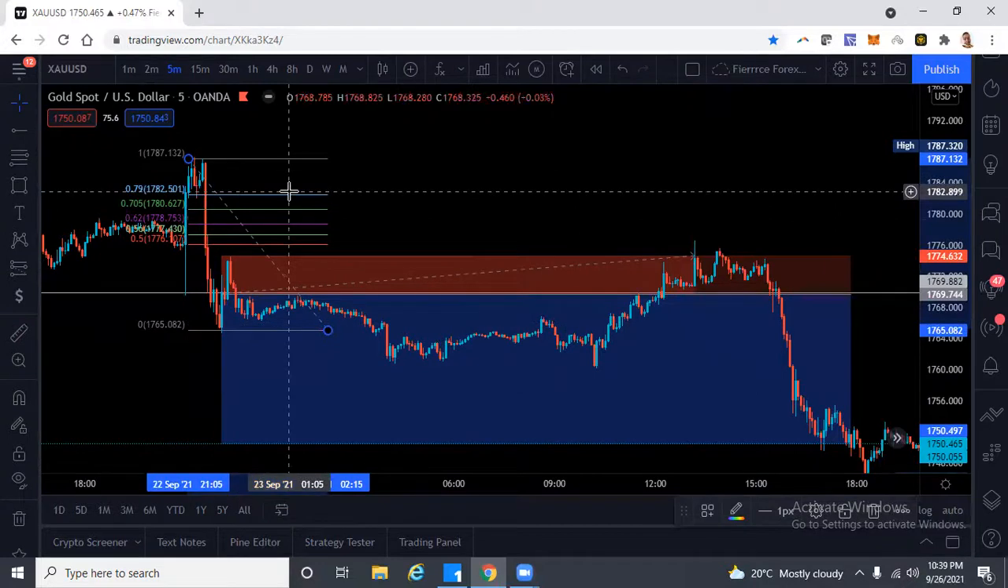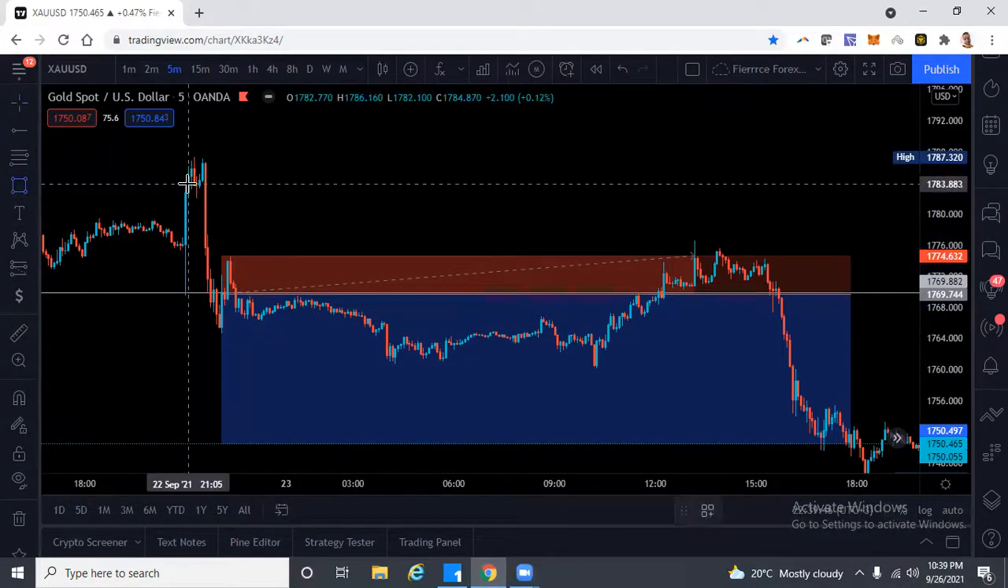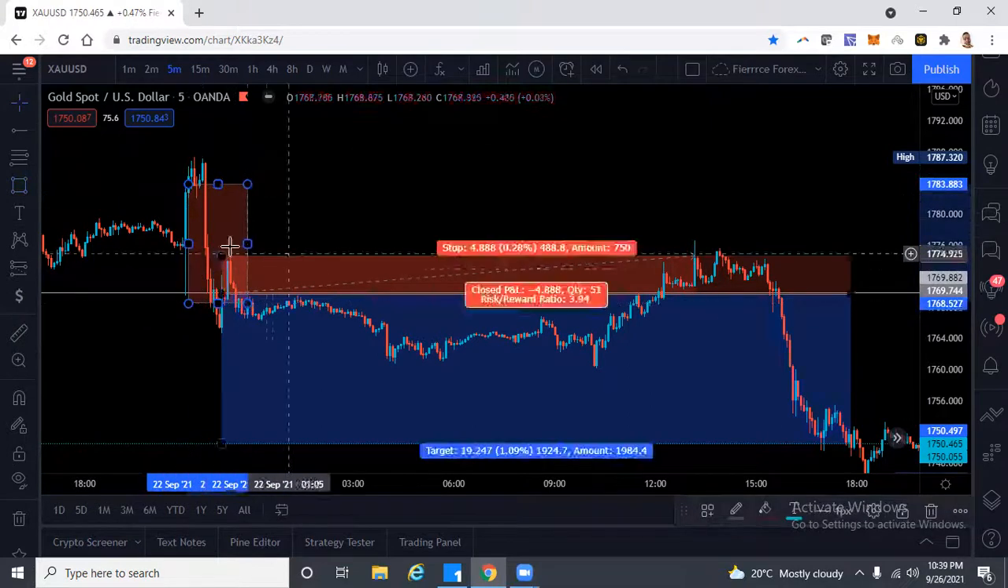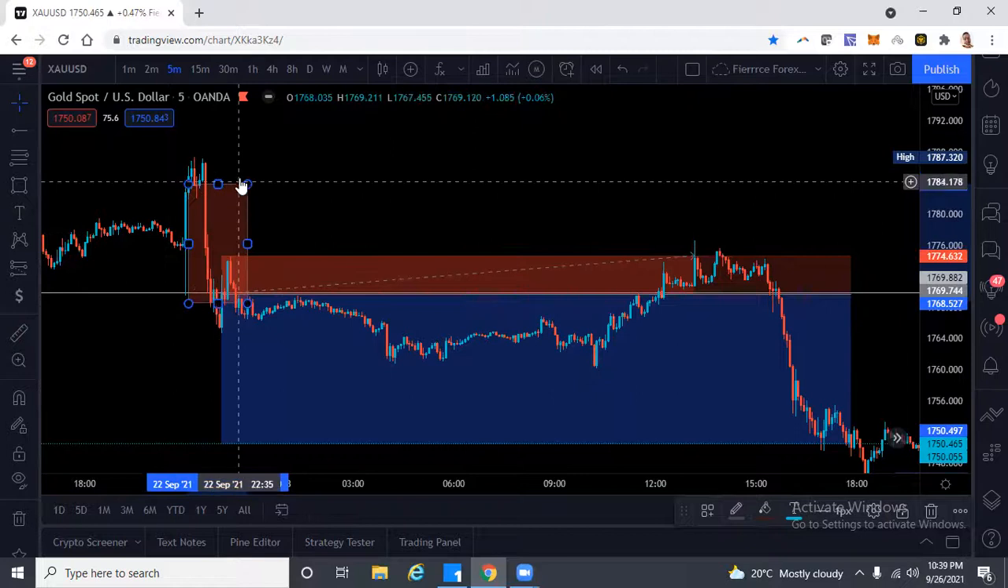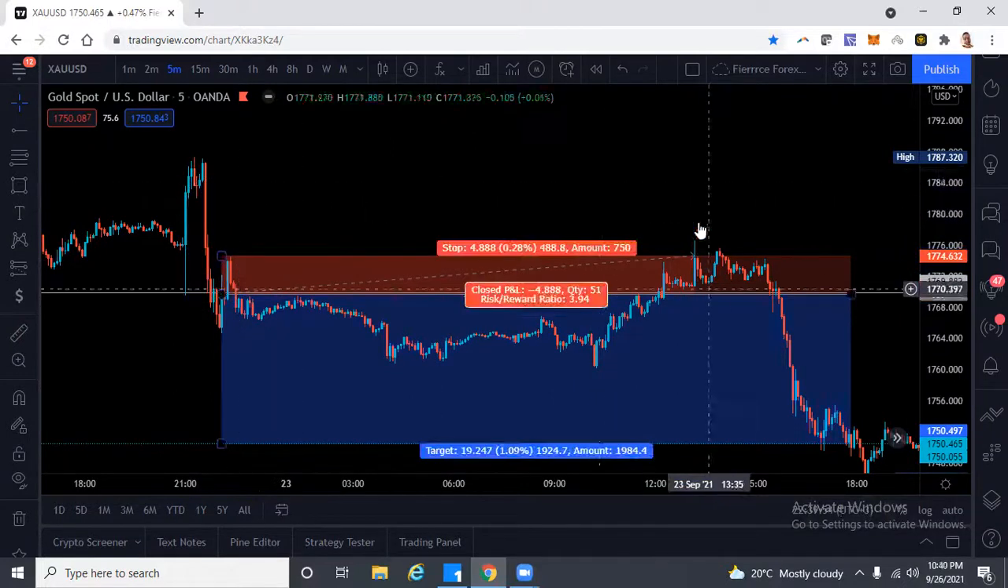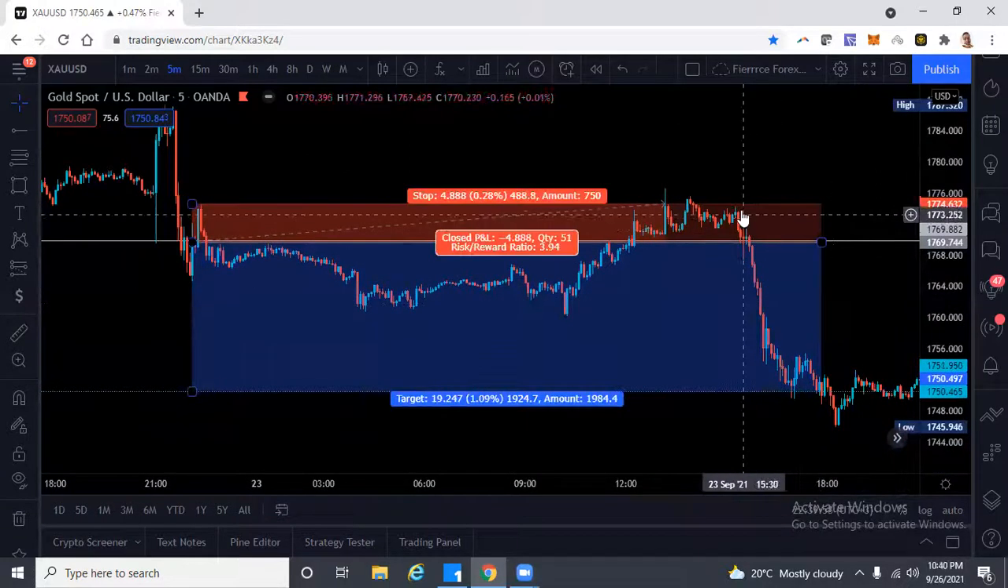Even without the fib, if I just look at this range here, there's a range here. Okay, it's hardly gotten to the midpoint of that range. So for me, I look at that and I'm like, okay, this is a sell, lower highs. And then we come back here.